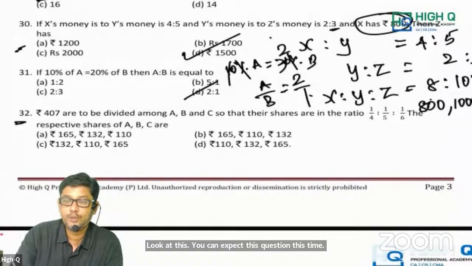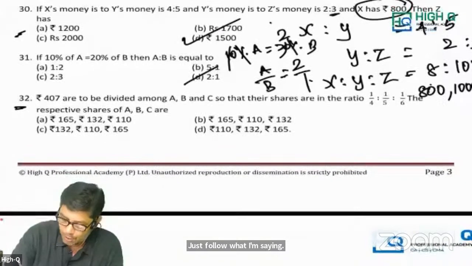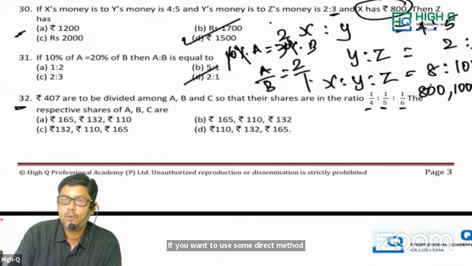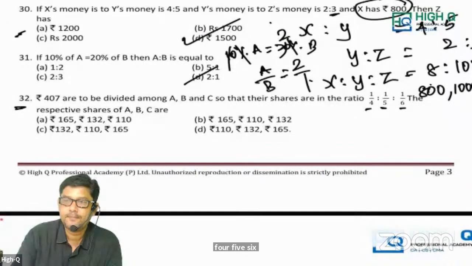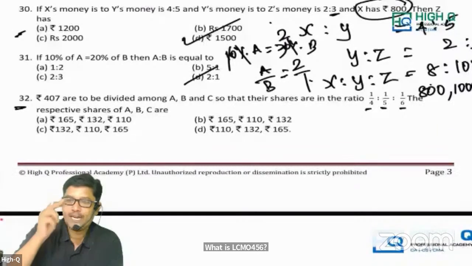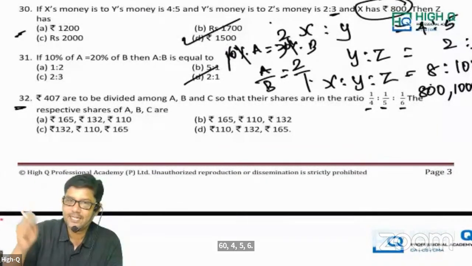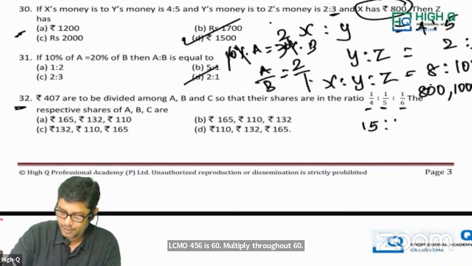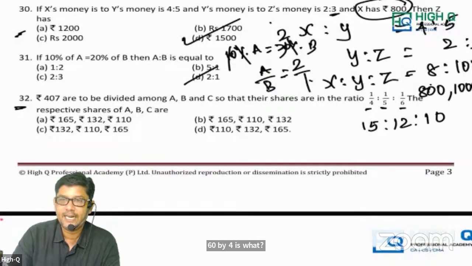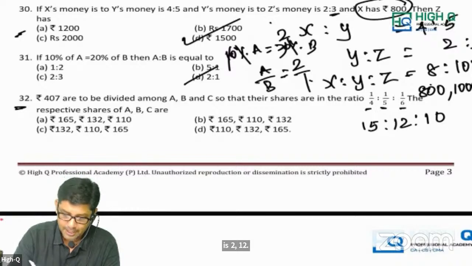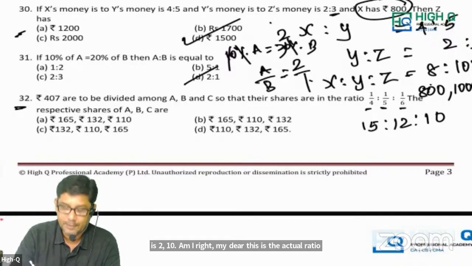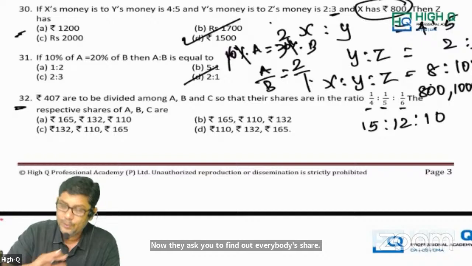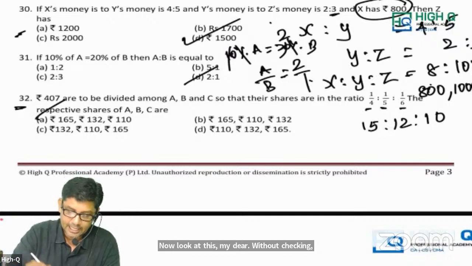If you want to use some direct method, take 4, 5, 6. What is the LCM of 4, 5, 6? It is 60. Multiply throughout by 60. 60 by 4 is 15, 60 by 5 is 12, 60 by 6 is 10. So the ratio is 15 is to 12 is to 10. Am I right, my dear? This is the actual ratio. Now they ask you to find everybody's share. Look at this, my dear. Without checking anything, directly I'm marking it as option C.